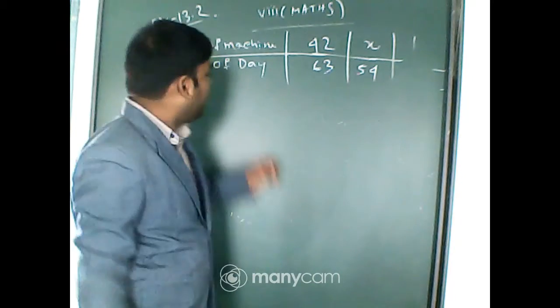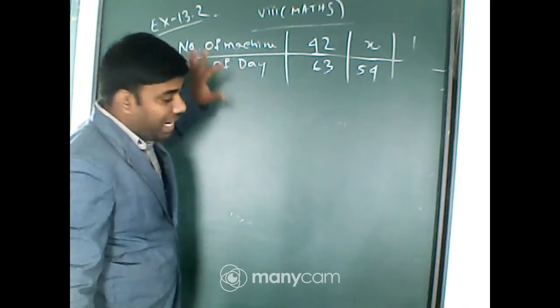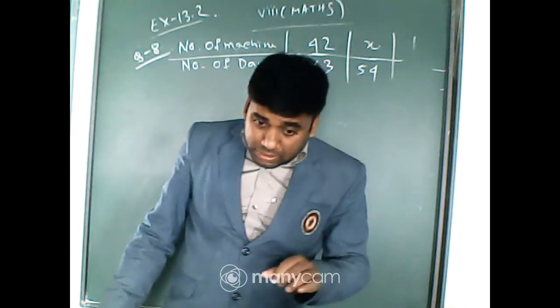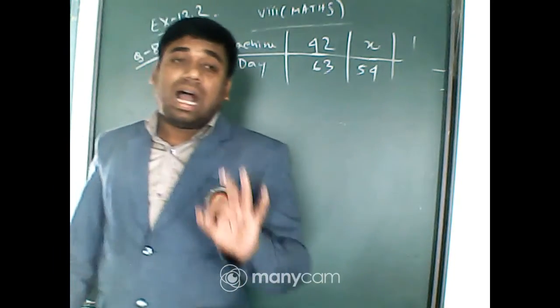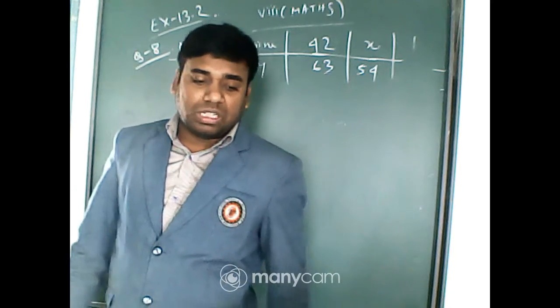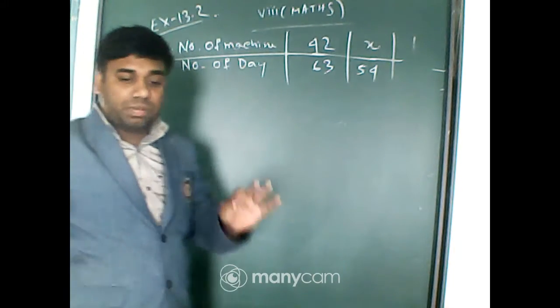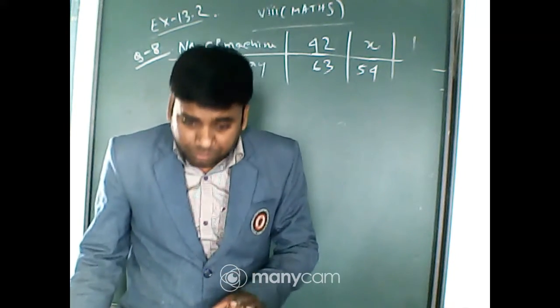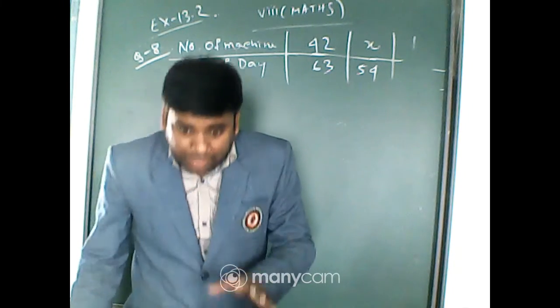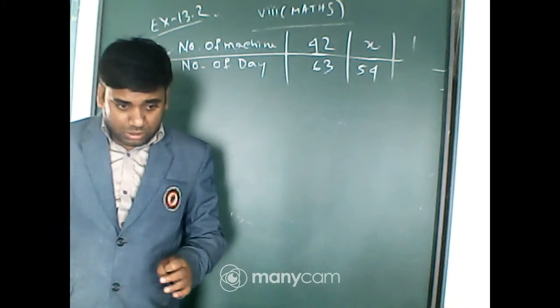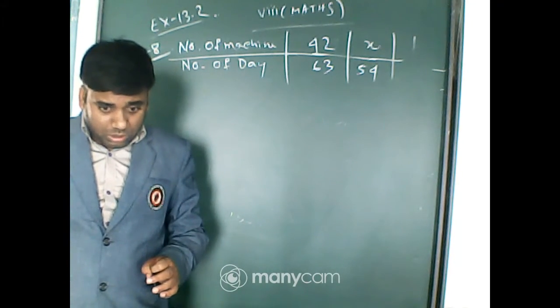First of all, students, number of machines and number of days are in direct proportion or inverse proportion? Quickly answer in the chat box. Direct proportion. How can it be possible? Chandranath?